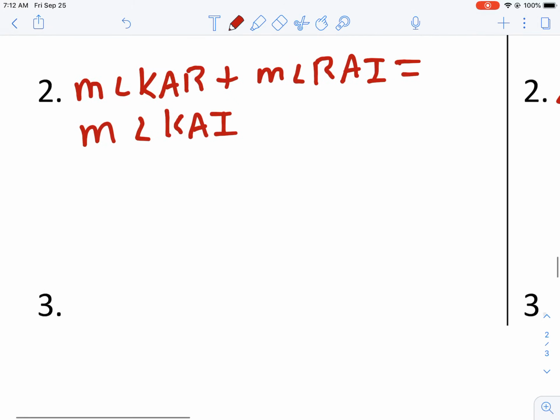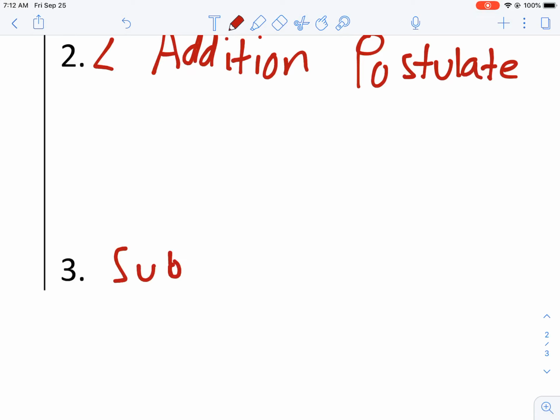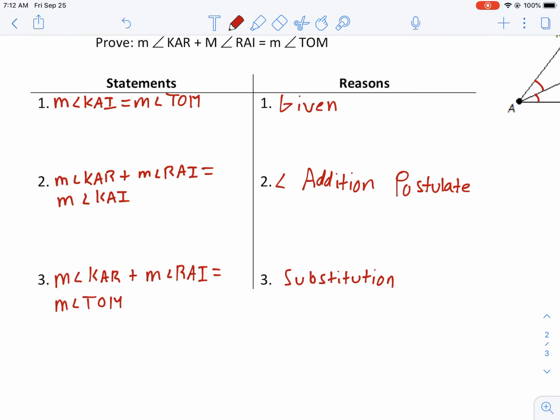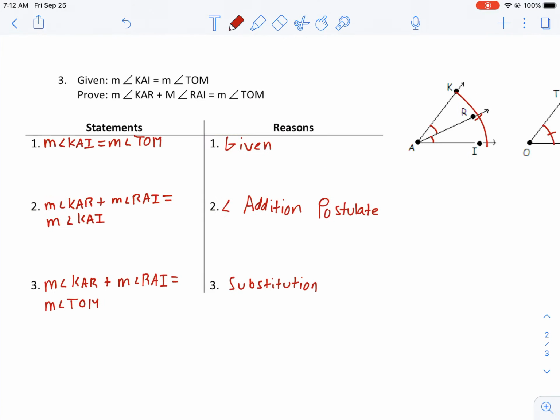And then for our last one, we are going to finish off with what we are trying to prove. That's the measure of angle KAR plus the measure of angle RAI equals the measure of angle TOM. And that would be substitution. And so we are done. We've proven this problem, and so we've proven all three of our proofs.